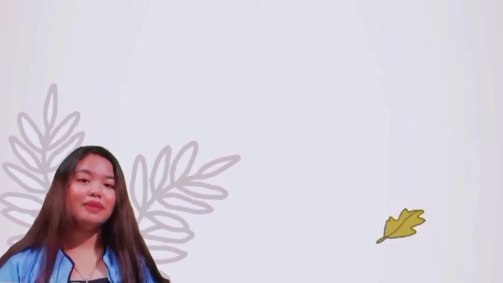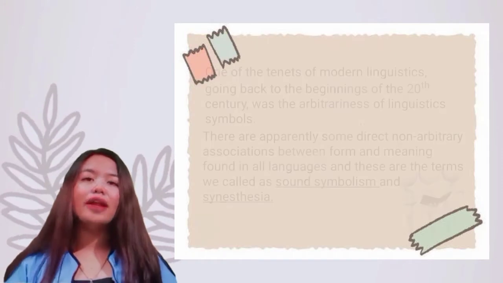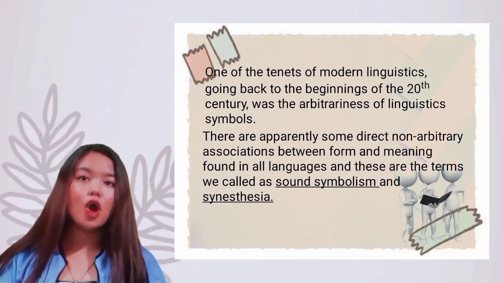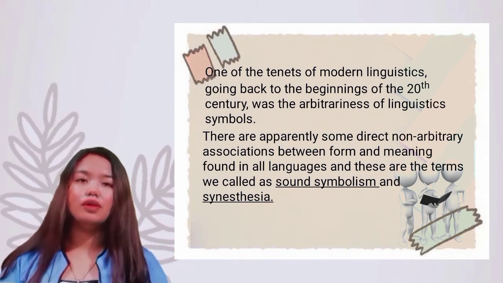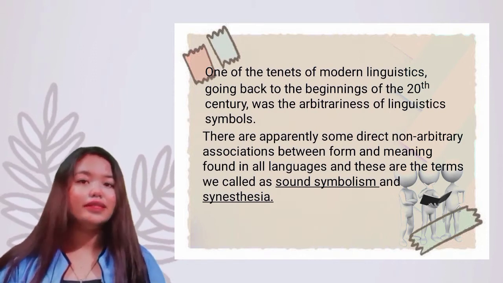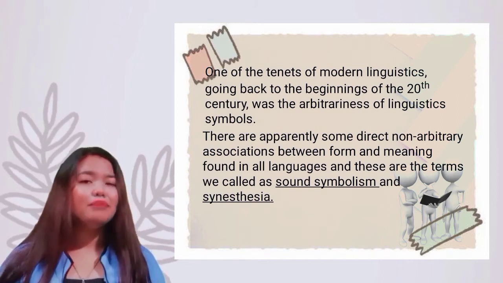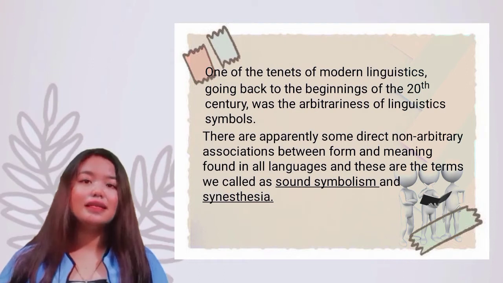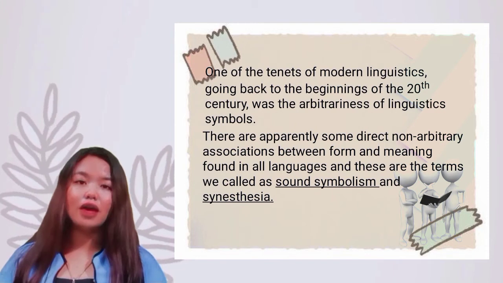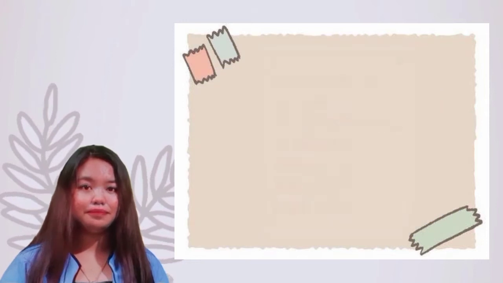For today's lesson, we will be going to talk about sound symbolism and synesthesia. Now, one of the tenets of modern linguistics, going back to the beginnings of the 20th century, was the arbitrariness of linguistic symbols or words, meaning they carry no independent meanings on their own. Just like a dog is a dog because it's not a cat, nor a mouse, or a horse. But unfortunately, there are apparently some direct non-arbitrary associations between form and meaning found in all languages, and these are the terms we call sound symbolism and synesthesia.